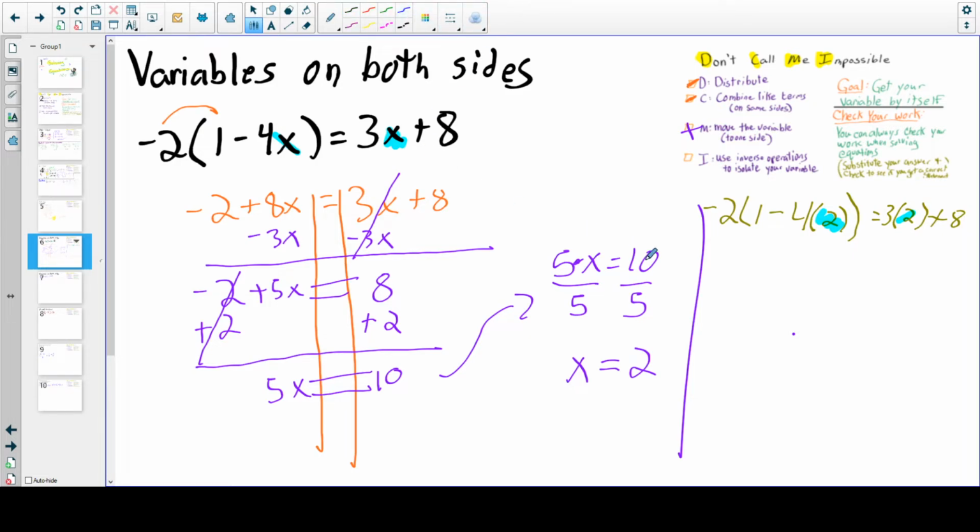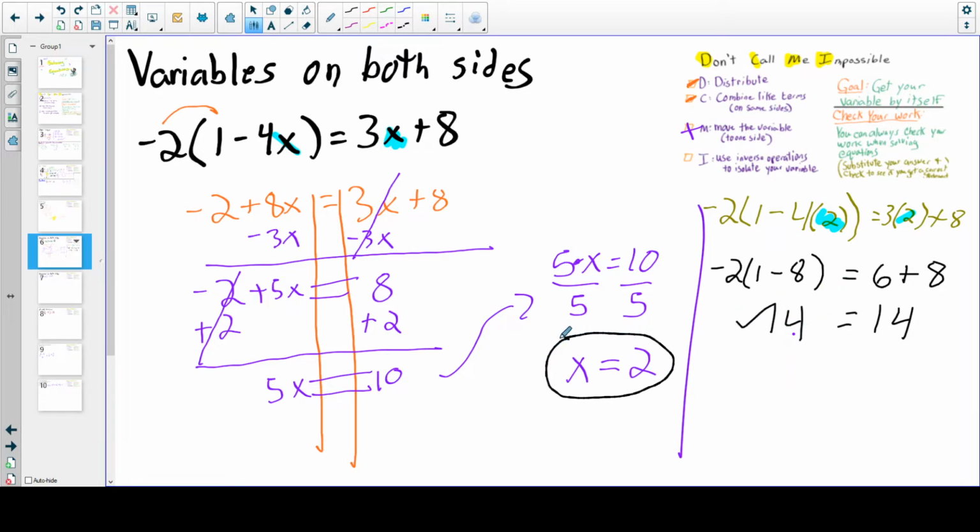So we have negative 2 times 1 minus 4 times 2 is 8 equals 3 times 2 is 6. And then we leave the 8. So we have negative 2. So actually, honestly, let's do it differently. I can just put this left-hand side in my calculator. So I can do negative 2 times 1 minus 8. And I get positive 14. And then I can do 8 plus 6. That's also 14. Are these statements the same? Is this true? Yeah, 14 does equal 14. So I know that my answer is correct.